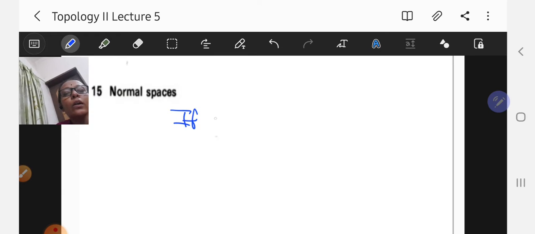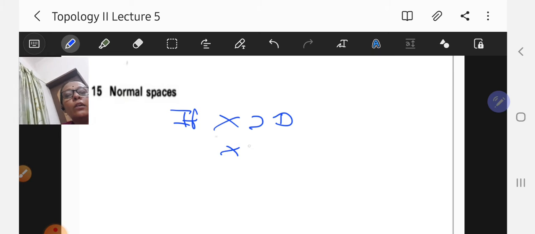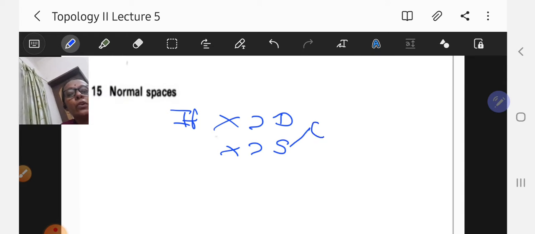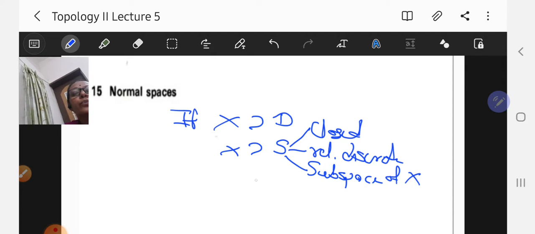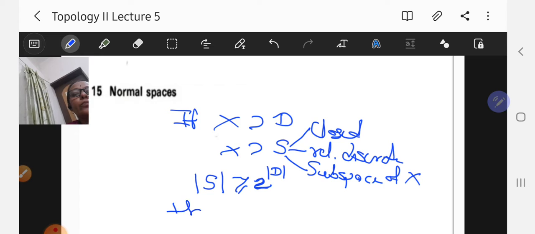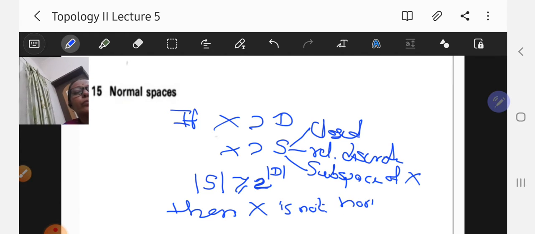Here, if X contains a dense set D, and X contains S, where S is a closed, relatively discrete subspace of topological space X, and if the relation between D and S is that cardinality of S is greater than or equal to 2 raised to cardinality of D, then this X is not normal. This result is there.